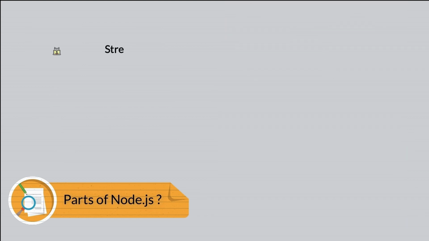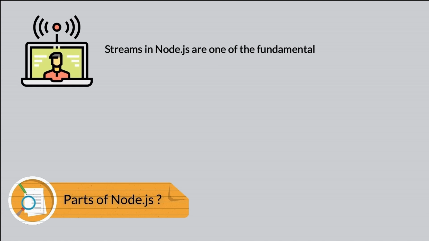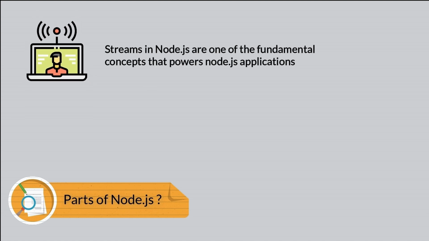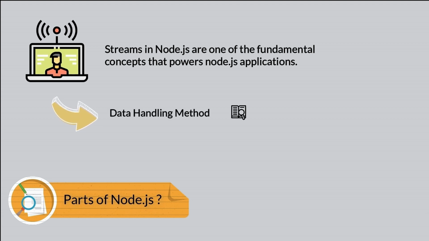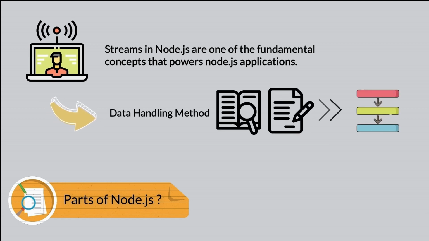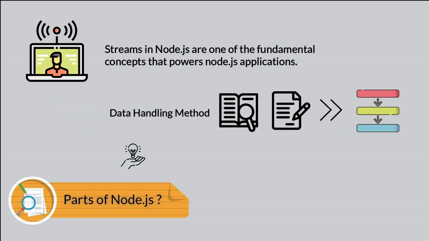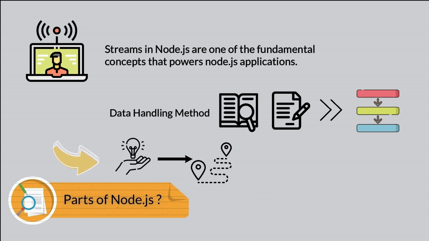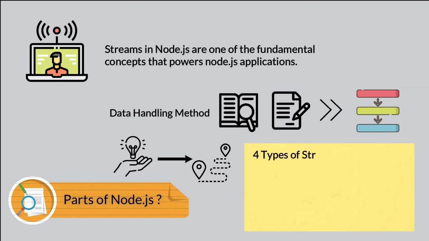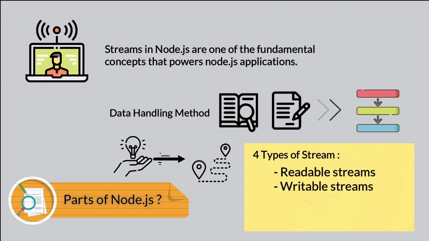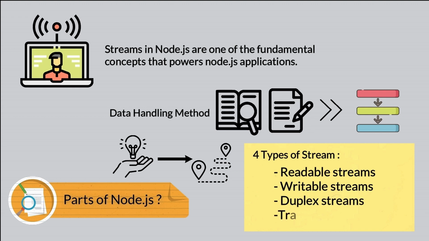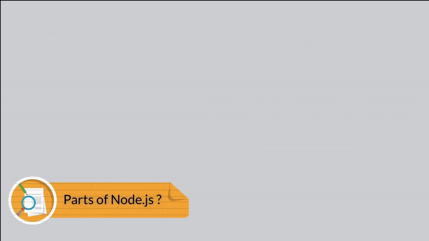Streaming. Streams in Node.js are one of the most fundamental concepts that power Node.js applications. It is a data handling method and used to read or write input into output sequentially. In other words, streams are used to handle any kind of end-to-end information exchange in an efficient way. There are 4 types of streams: readable streams, writable streams, duplex streams, and transform streams.